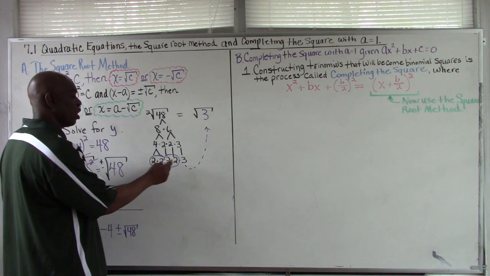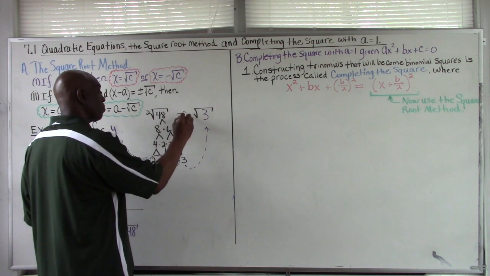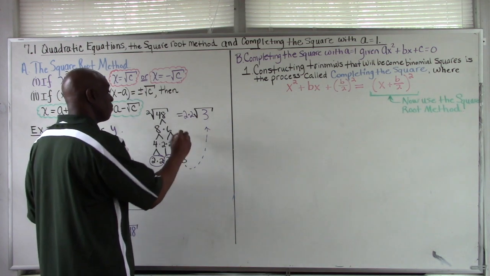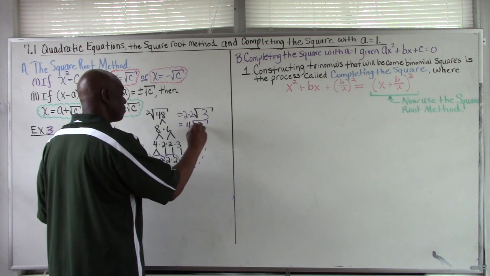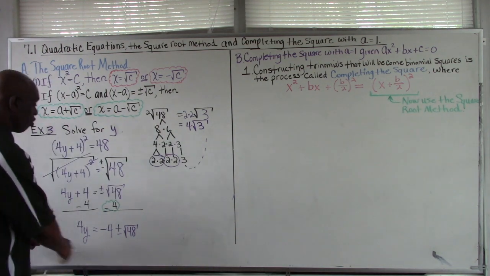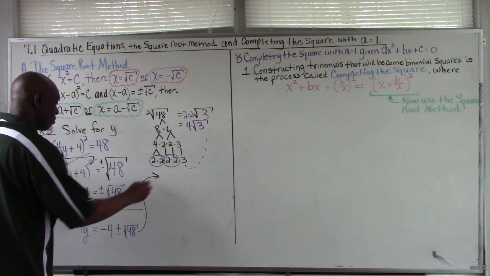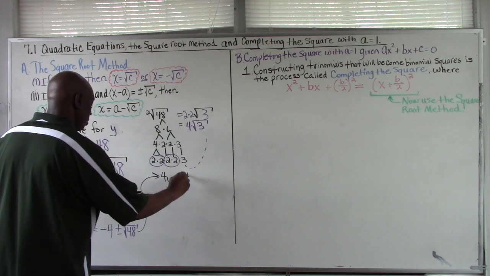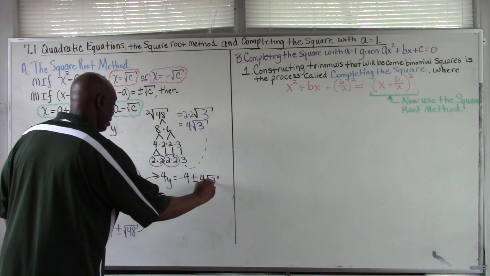You take one number for each group. So 2 represents this group, and 2 represents that group, which gives me 4 square root of 3. So that's what radical 48 is, 4 root 3. When I rewrite this now, we're going to have 4y equaling negative 4 plus or minus 4 square root of 3.